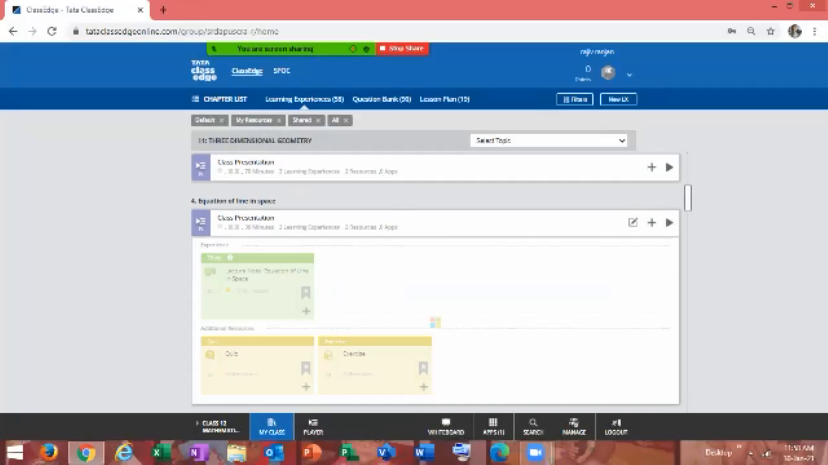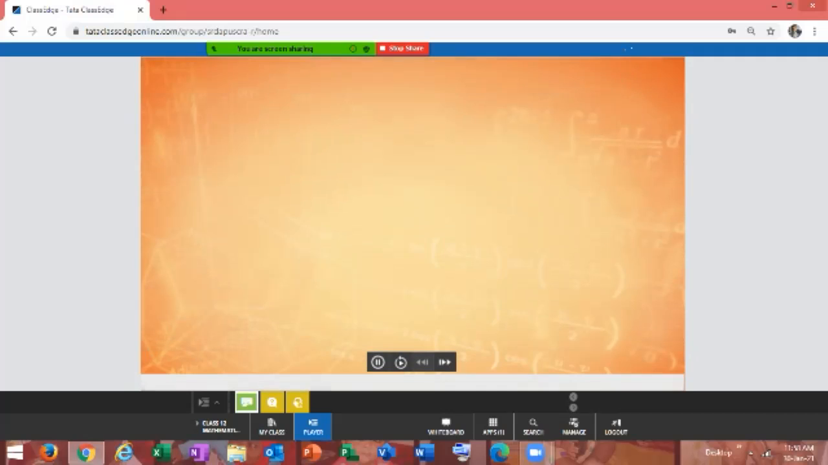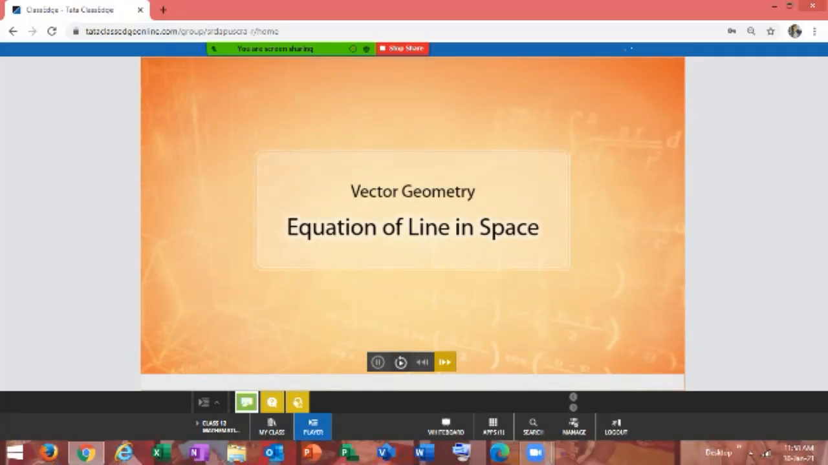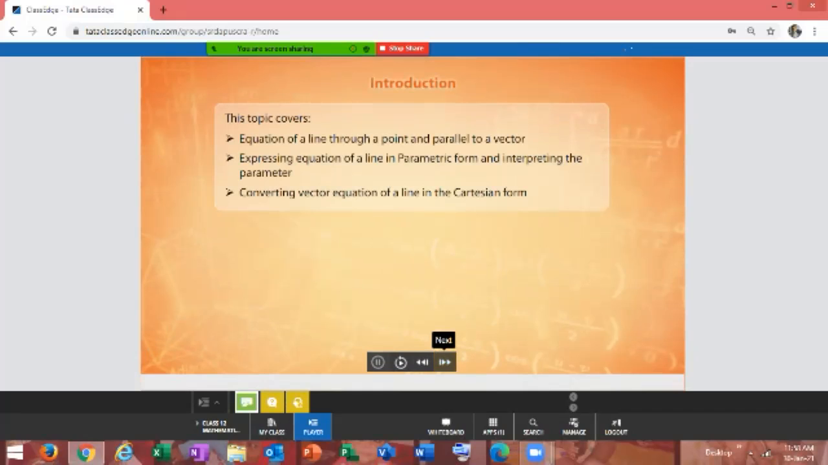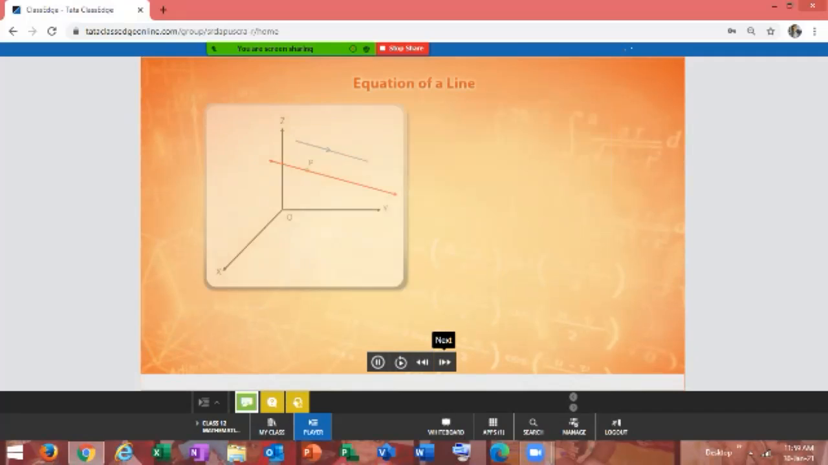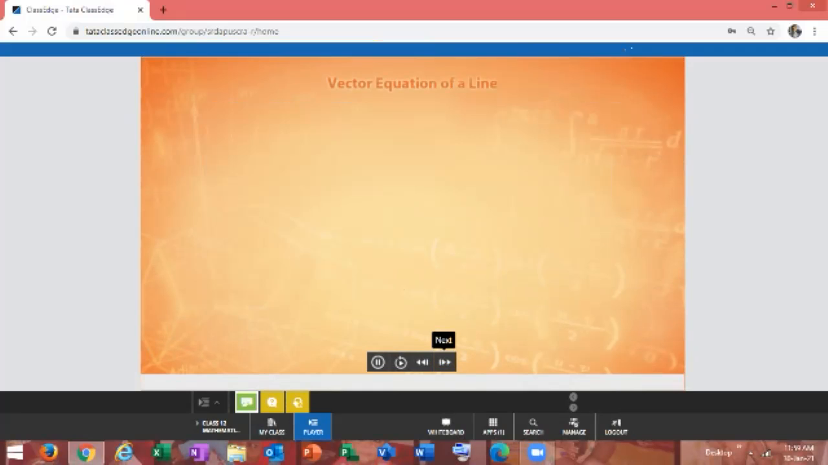Look at here now, the equations of the straight lines. Here, the vector geometry, equations of a straight line in space. Within this topic, it shows the equation of a line through a point and parallel to a vector, expressing the equation in parametric form, and converting the equations from vector form to Cartesian form. Now the equation of a line is given diagrammatically here, showing how we can use the vector to find the equation of a line passing through a point and parallel to another line.